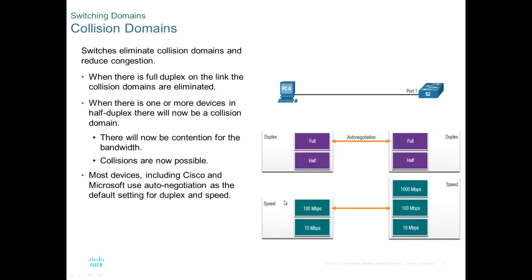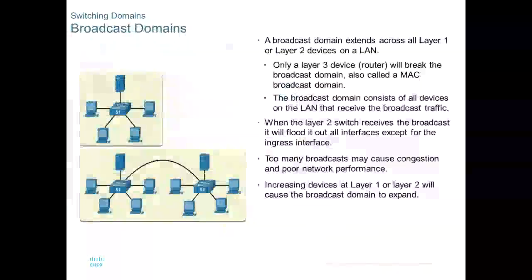Now, the other thing is that most devices now are set with auto negotiate, so they'll set the duplex and the speed between the two devices, and we can have an issue if the auto negotiation fails. What we have to do is go into one device and manually set the duplex and speed settings at one end, and that would stop flapping, which is what happens when auto negotiation fails.